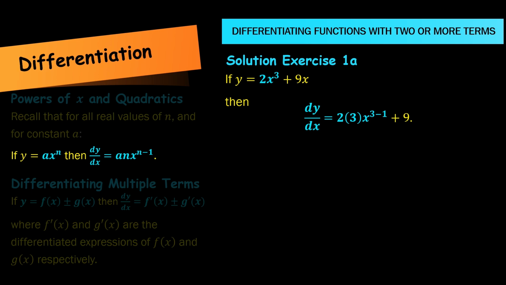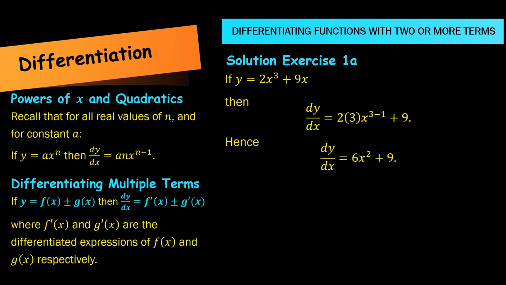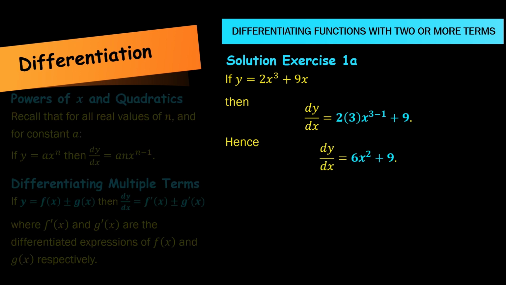So we obtained for 2x cubed, a equals 2 and n equals 3. And we plug that into dy dx equals an times x to the n minus 1. Similarly for 9x, here we have that a equals 9 and n equals 1. And we've plugged that in to find dy dx for 9x. And then tidying up gives us dy dx equals 6x squared plus 9.